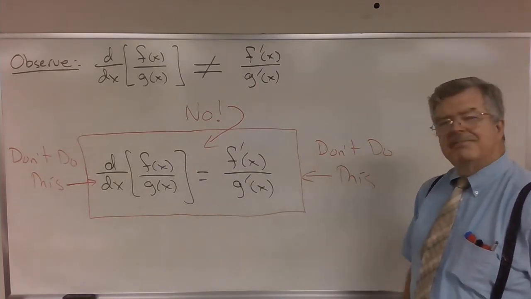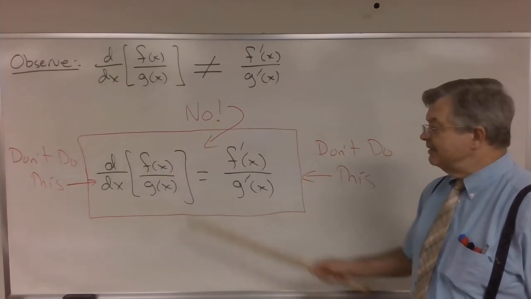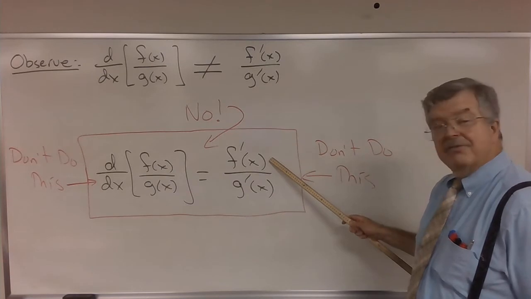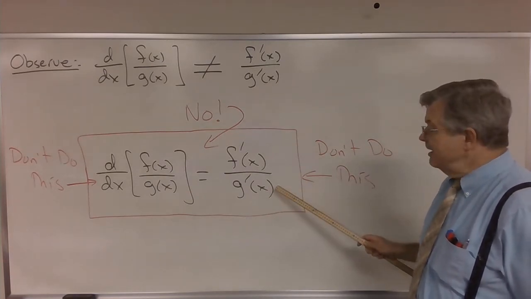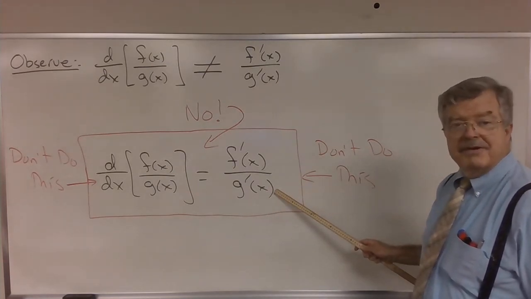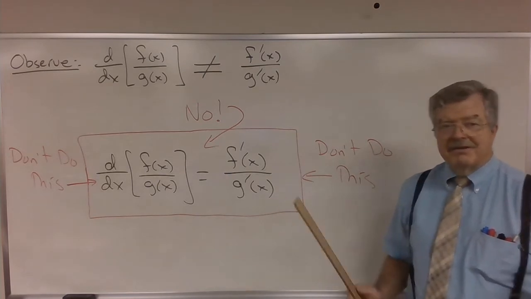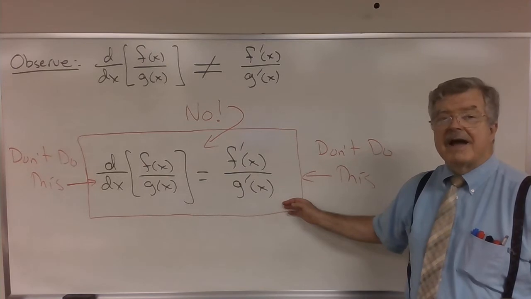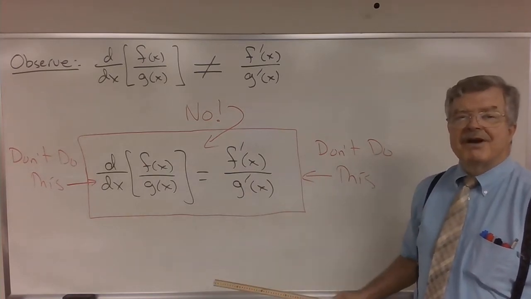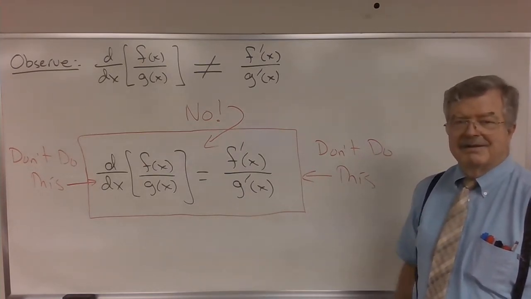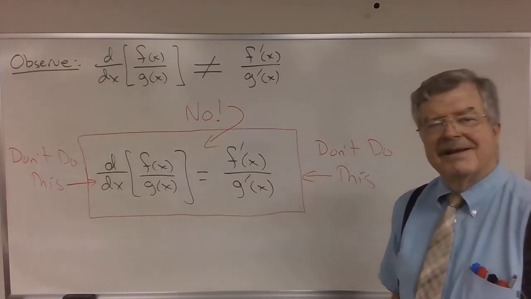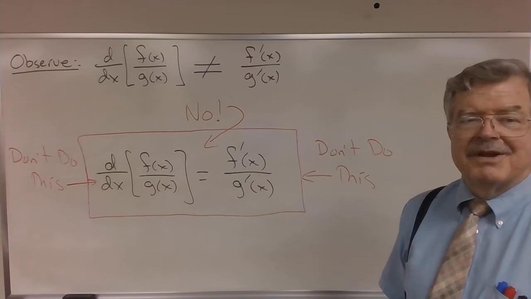Let's not compute the derivative of a quotient, f of x over g of x, by computing the derivative of the numerator and putting it over the derivative of the denominator. It doesn't work. It's a reasonable thing to try, but it doesn't work. And now that we've seen that it doesn't work, let's see what does work.